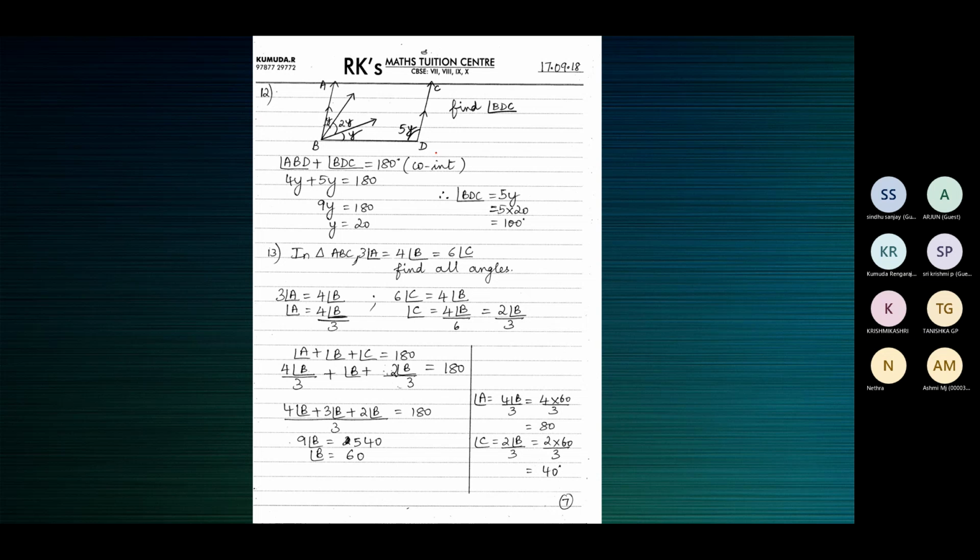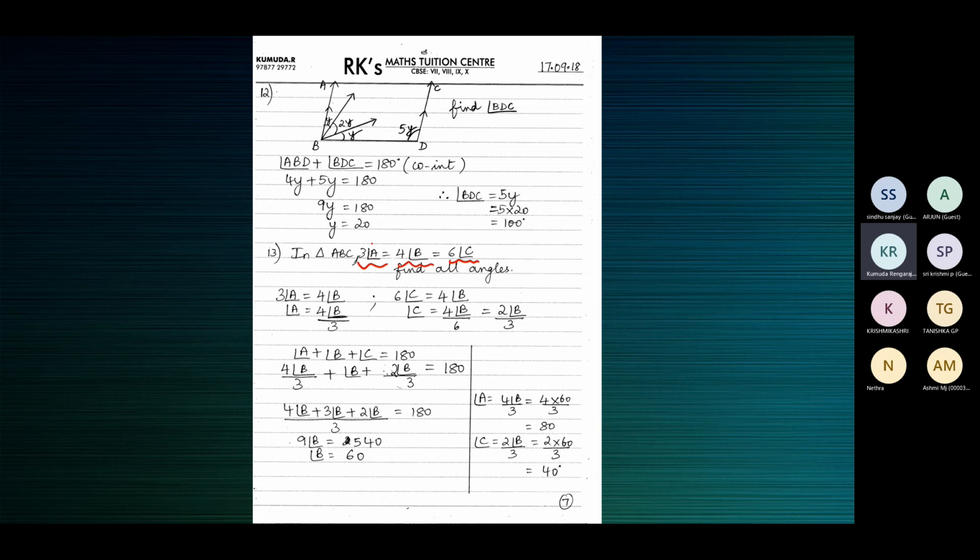All right. So here you see there is some relation given to you. Thrice of angle A is equal to 4 times angle B is equal to 6 times angle C. So, you can do it in many ways. I've just worked one particular method here.